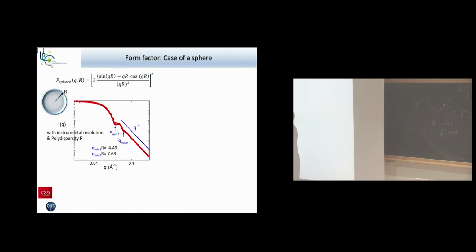You have some oscillation. We have some here. The first oscillation, normally, is at this value. We may have the second one, but here it's a bit difficult to determine exactly what the minimum of the scattering function is. And in order to enhance this, we plot.